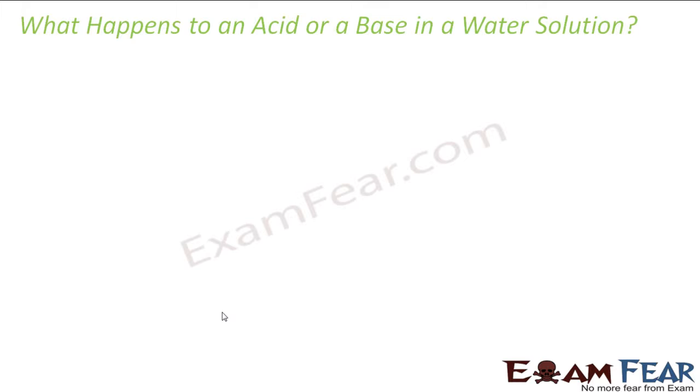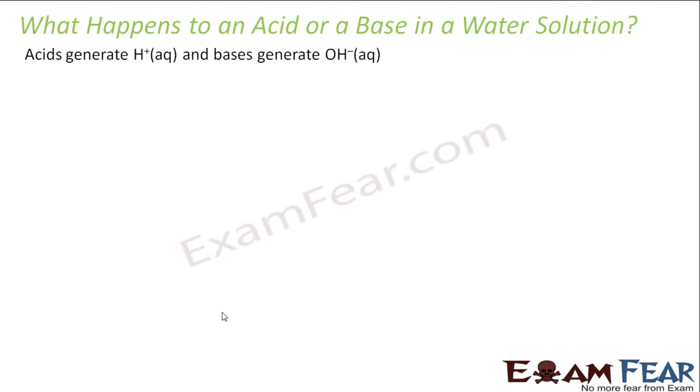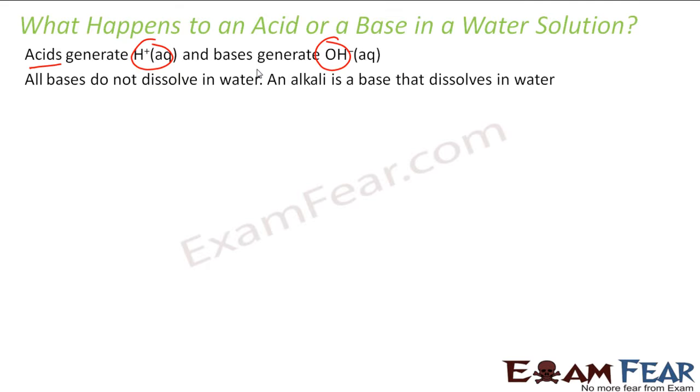Now the question is, what happens to an acid or base in a water solution? So acid generates H+ ions and base generates OH- ions in the water solution. And please note, all bases will not dissolve in water. Alkali is the base that dissolves. We have done that. Only alkali dissolves in water. So alkali is the subset of bases that dissolve in water.